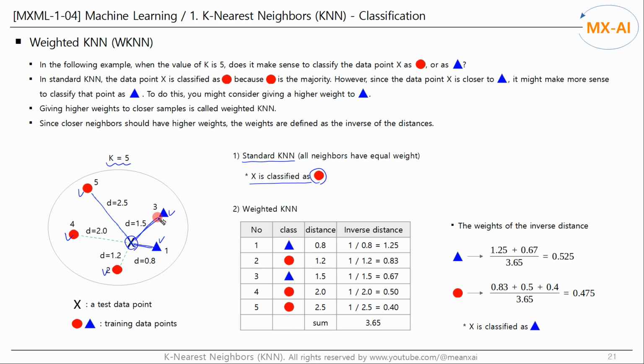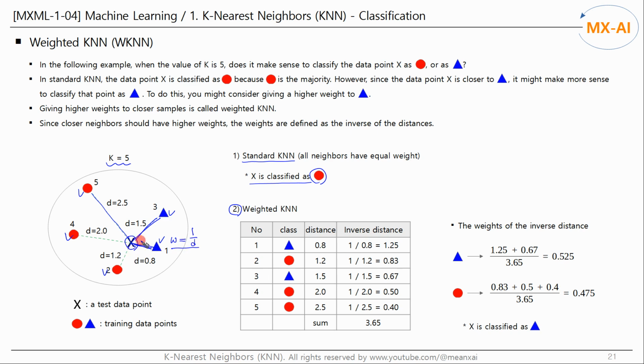Next, let's consider how to give higher weights to data points that are closer to the test data point. This is called weighted KNN. The closer the distance, the higher the weight. The weight is inversely proportional to the distance. Therefore, the weight can be simply defined as the reciprocal of the distance.